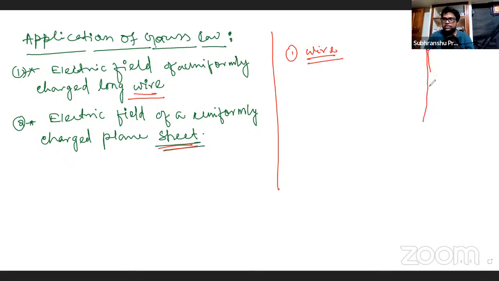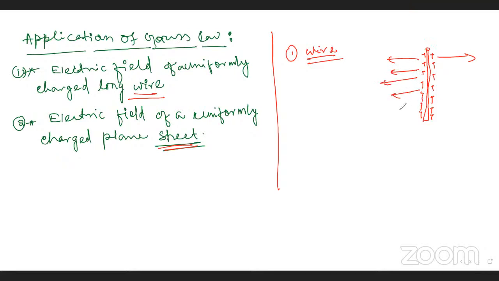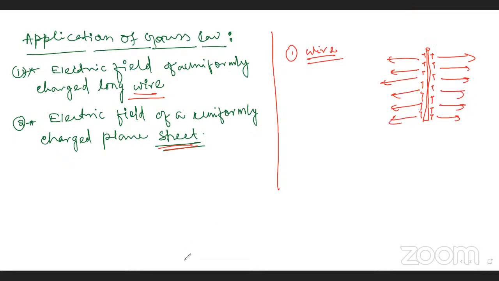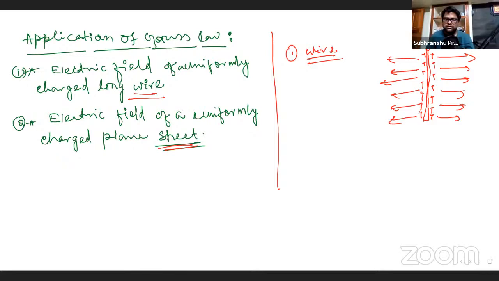This is a single wire. Uniformly charged means charge is distributed over this wire. So there will be electric field in both directions. You have done this derivation, right? Yes, sir. Write it again, else you will not be able to remember.